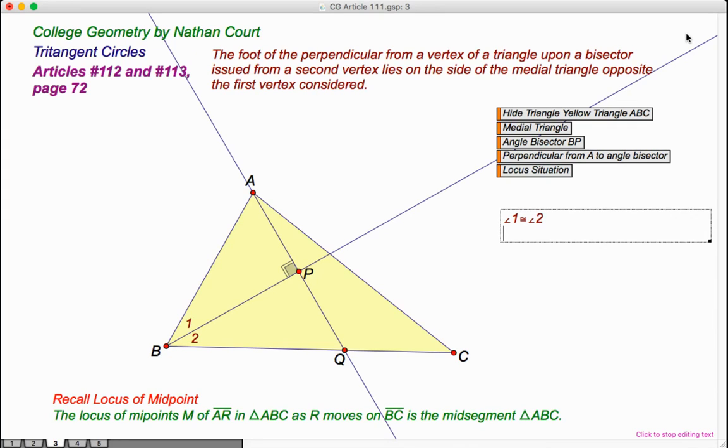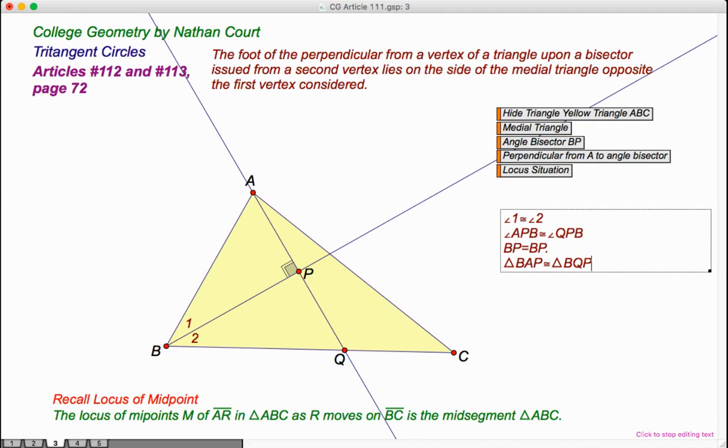And then angle APB is congruent to angle QPB. And segment BP is congruent to segment BP, and therefore triangle BAP is congruent to triangle BQP. And what will be the conclusion then?